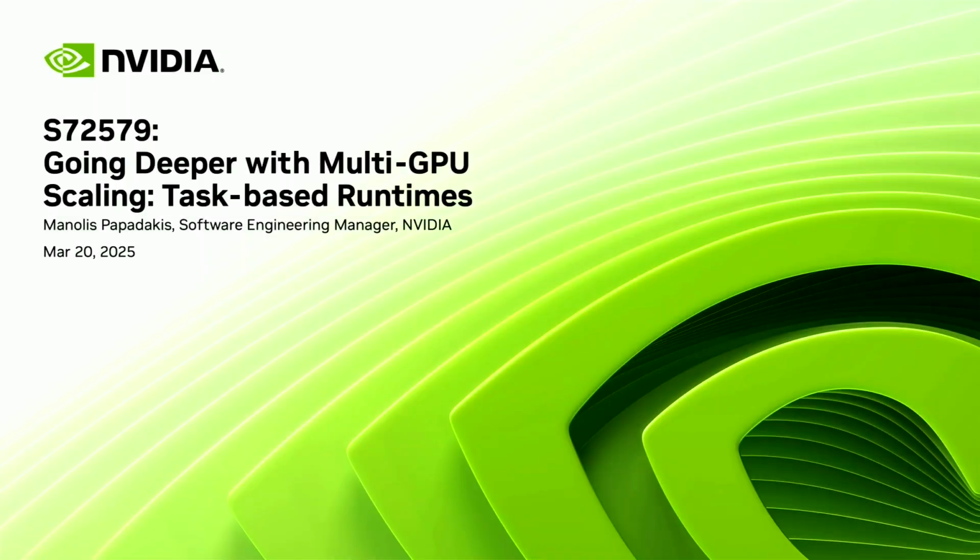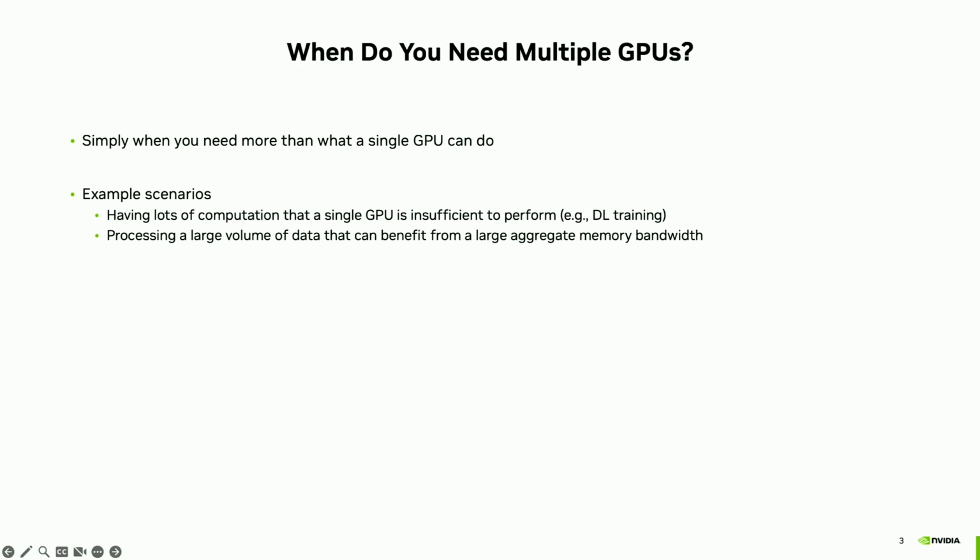All right, so I will talk to you about runtime support for programming multi-GPU systems. Some motivation first to set the scene. When would you need to go beyond the scale of a single GPU? Simply, you need to address a problem that needs more than can be done on one GPU. So, for example, having a lot of computation that can be parallelized, or processing a large amount of data that would benefit from having more than one GPU's worth of memory bandwidth. So that should be uncontroversial.